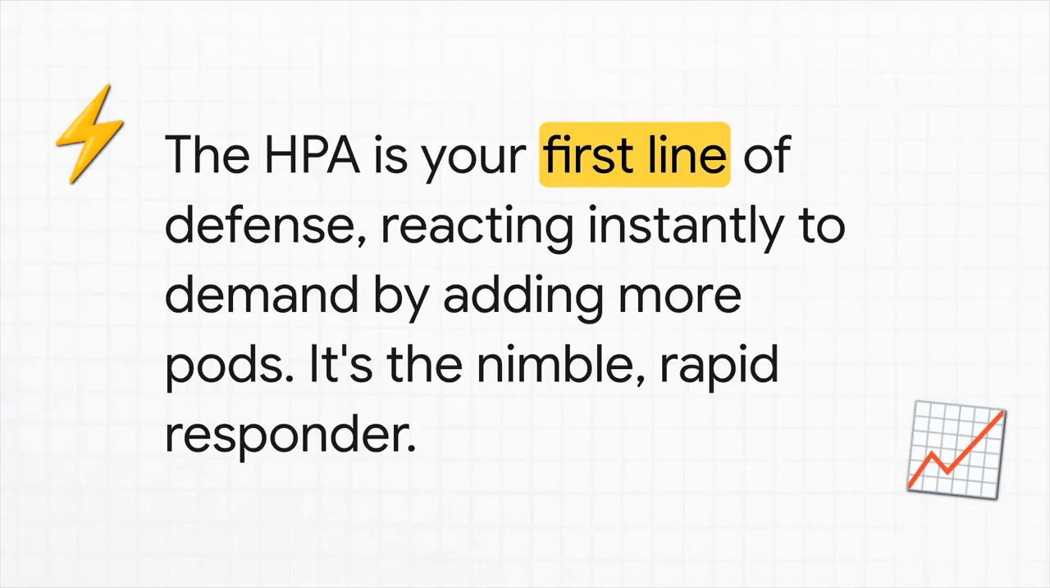First up, we have the Horizontal Pod Autoscaler, or HPA. This is your rapid responder. In our orchestra, the HPA is like the nimble first-chair violin. It's not worried about the entire symphony, it's only focused on the immediate tempo. When the music speeds up, it instantly brings in more violins to match that pace.